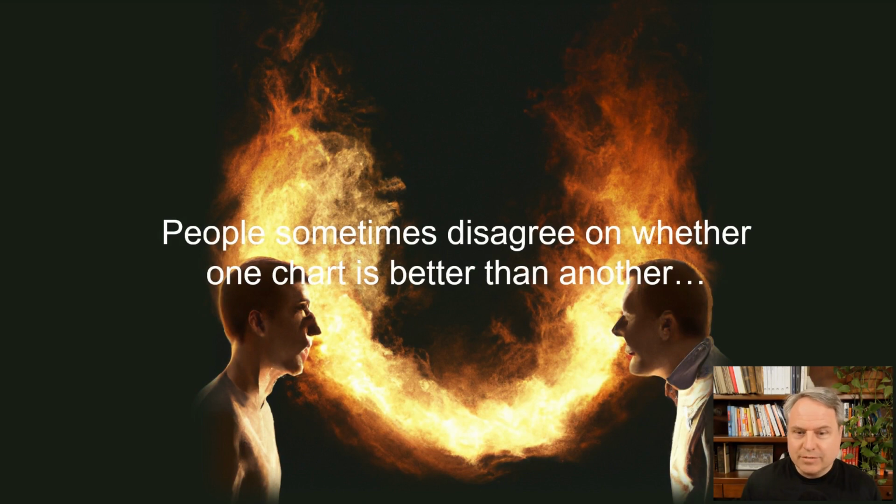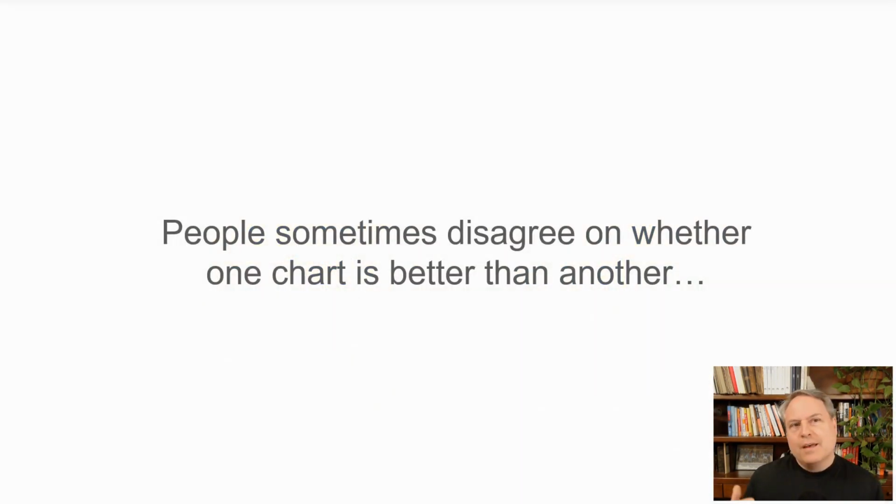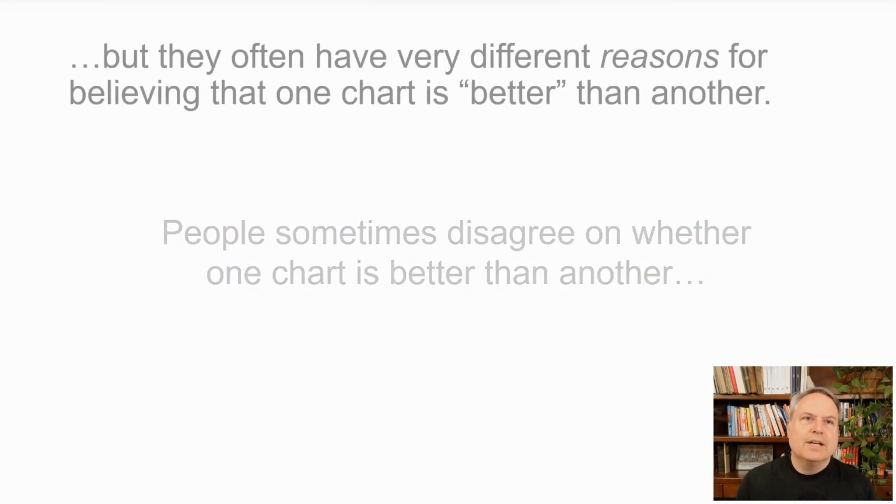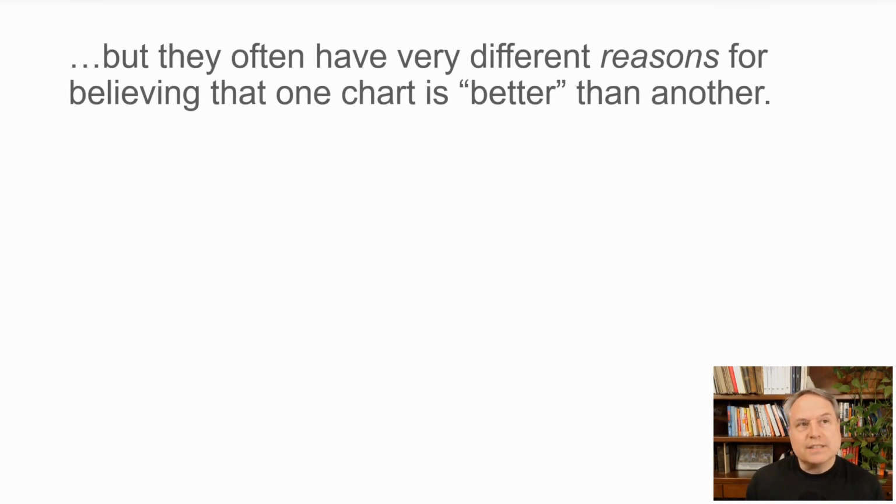And of course, it's always civil, right? We all know that. But I think when people disagree on this question, is this chart better or worse than this other chart, they often have very different reasons for believing that one chart is better than another. For example, people will often say that one chart is better than another because it's more precise, that it allows people to visually estimate and compare the values in that chart more precisely than perhaps an alternative design.